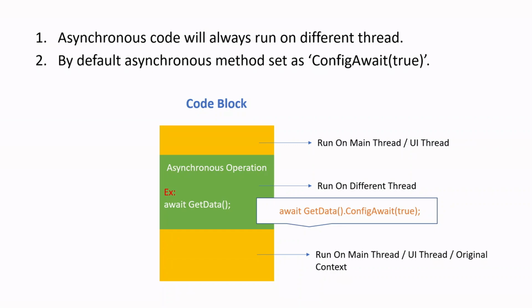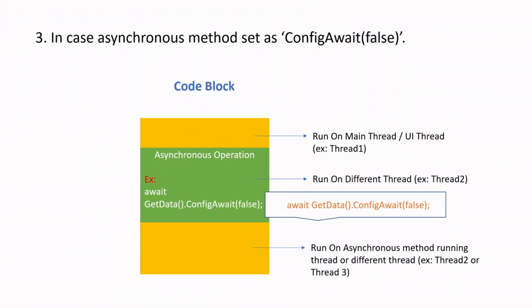But we can set ConfigureAwait false manually also. Next, we can see the behavior of ConfigureAwait false. If you want to set ConfigureAwait false, we can set it manually for the asynchronous method in this way. After our asynchronous method, we can write .ConfigureAwait(false). In this manner, we can set ConfigureAwait false.